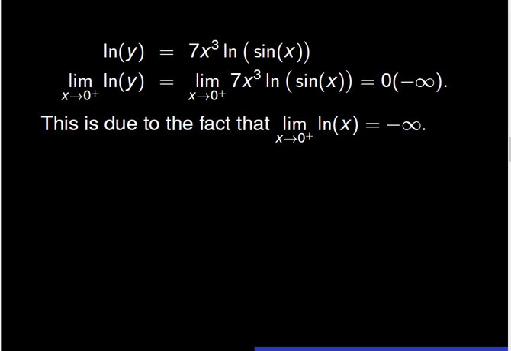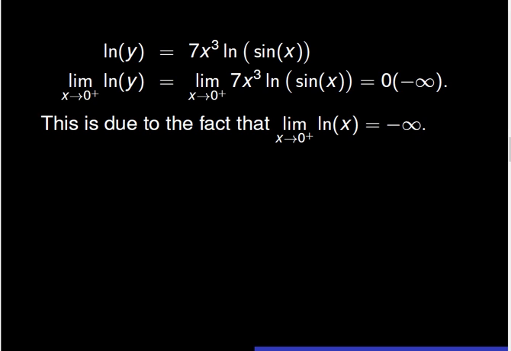The limit as x goes to 0 plus of the logarithm of y is equal to the limit as x goes to 0 plus of 7x cubed times the logarithm of sine of x, which is equal to 0 times negative infinity. This is still an indeterminate form. We will use L'Hospital's rule to solve this issue.